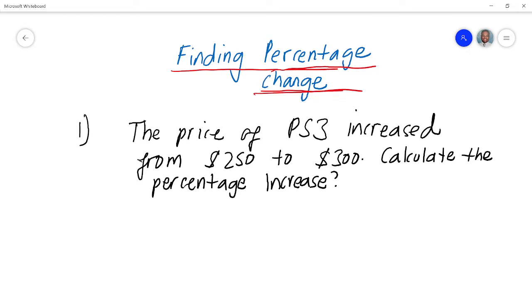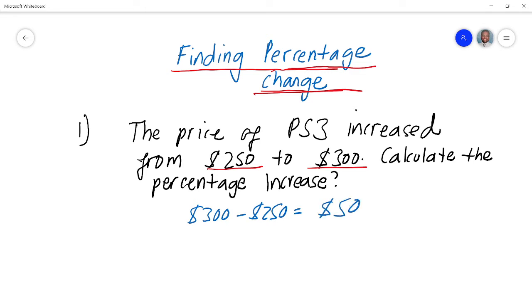All right, so let's look at the first question. I'll read it out. The price of PlayStation 3 or PS3 increased from $250 to $300. Calculate the percentage increase. You can see from the question that this is a percentage increase, because the price of a PlayStation 3 increased originally from $250 to $300. The first thing you need to do is to calculate the difference. So the difference is finding the final amount, which is $300 minus $250, which is $50.